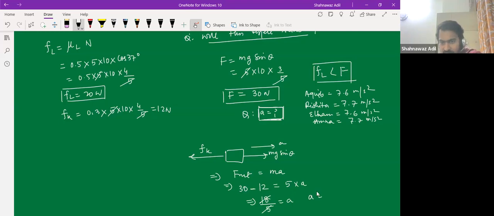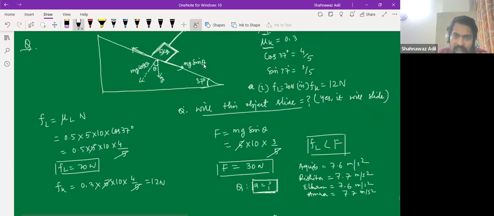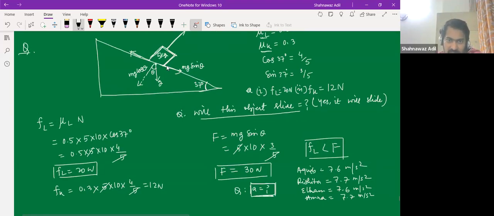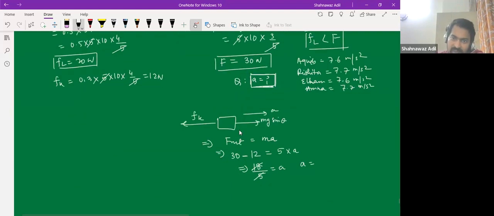How did you guys get it? Yes, sir, I did 50 minus 12. 50 minus 12. Yes, sir. So which part is responsible for the acceleration? This part, right? Yes, sir. So due to this, the object is sliding. So we have this mg sin theta, which we have calculated as 30, minus 12.